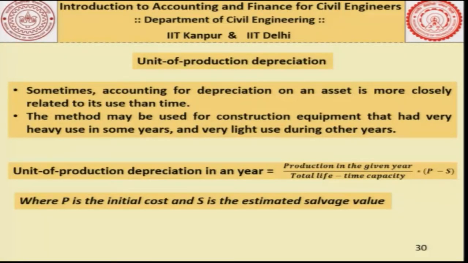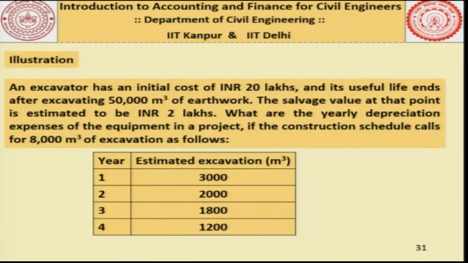In that case, the unit of production depreciation in any given year is basically the production in the given year divided by the total life-time capacity, into (P minus S), where P is the initial cost and S is the estimated salvage value. This will become clear if we take a simple example. If we talk of an excavator which has an initial cost of 20 lakhs and a useful life that ends after excavating 50,000 cubic meters of earthwork, the salvage value at that point is estimated to be 2 lakhs. What are the yearly depreciation expenses of the equipment in a project if the construction schedule calls for 8,000 cubic meters of excavation as given below?